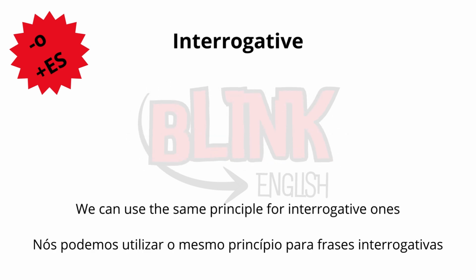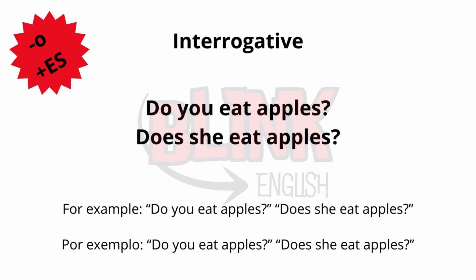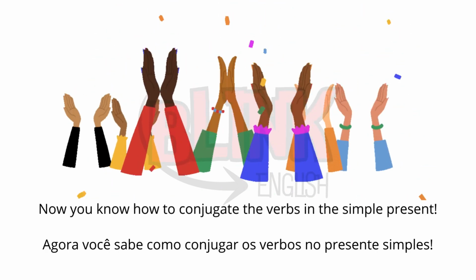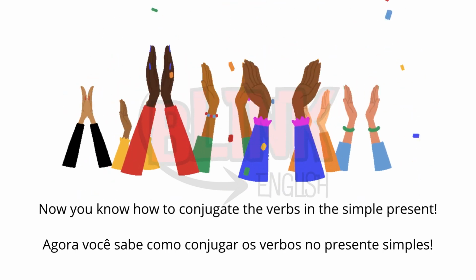We can use the same principle for interrogative ones. For example, do you eat apples? Does she eat apples? Now you know how to conjugate the verbs in the simple present.